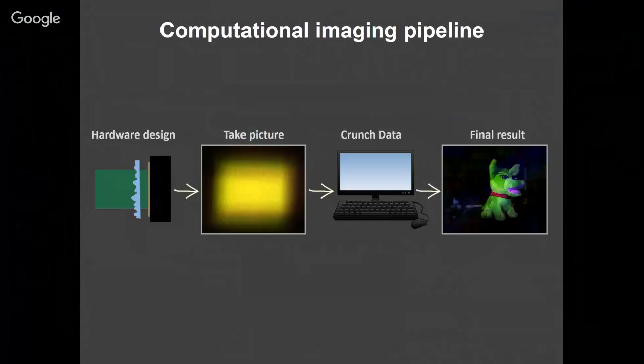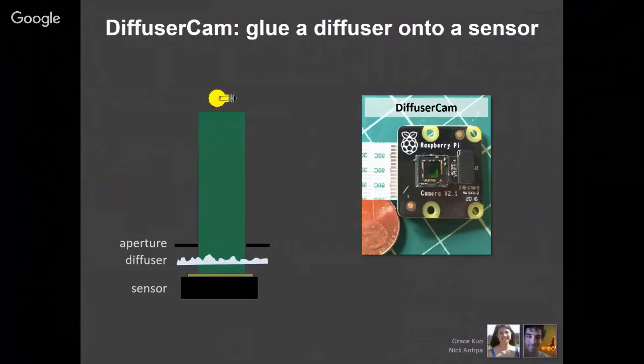We just literally taped a piece of this diffuser sticker onto our sensor. So we call this DiffuserCam. This is what it looks like. You can build it on a Raspberry Pi, so it's dirt cheap. And there's really no calibration. You just stick this thing on, like it's literally scotch taped on there. And you can start taking pictures. So our model is also different than some of the other lensless camera designs, which I'll go through.